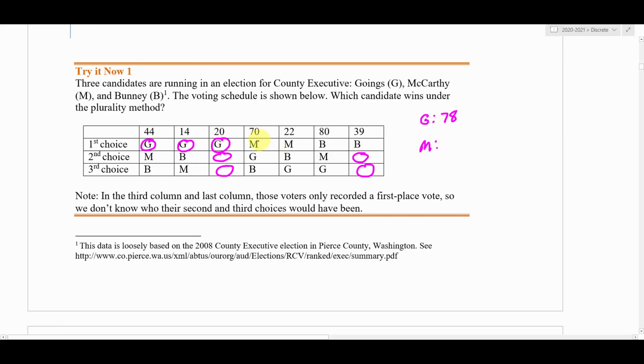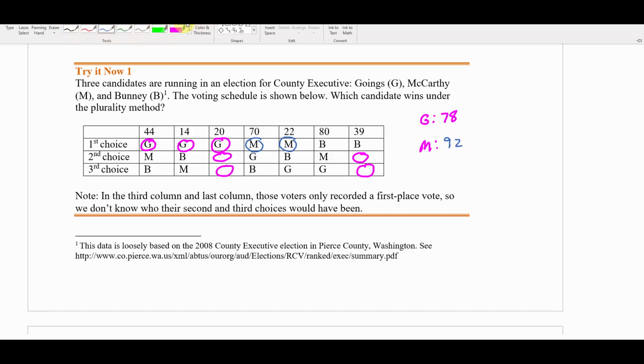I'll go blue. So McCarthy has 70 first place votes here and 22 first place votes here. So if I add 70 and 22, I get 92 first place votes for McCarthy. And then I'll switch colors one more time.